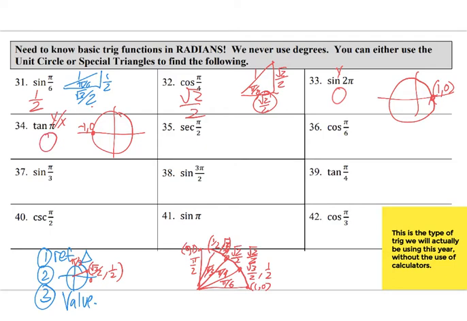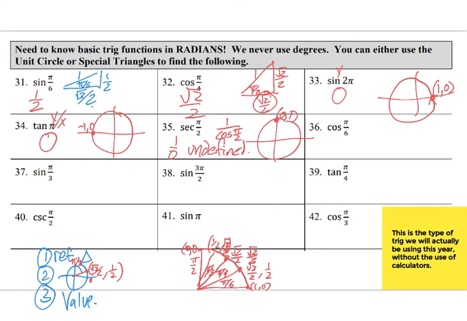For secant of pi over 2, that's the same thing as the reciprocal of cosine of pi over 2, and I often find that a little bit easier for us to work with. So looking at this, we've got 0, 1, and cosine there would be just the x-coordinate. 1 over 0 is undefined for our secant value.